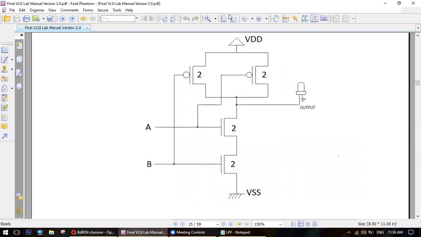Do not worry about this. We have done our theory about transistor sizing. Abdullah, have we studied transistor sizing? Yes, sir.